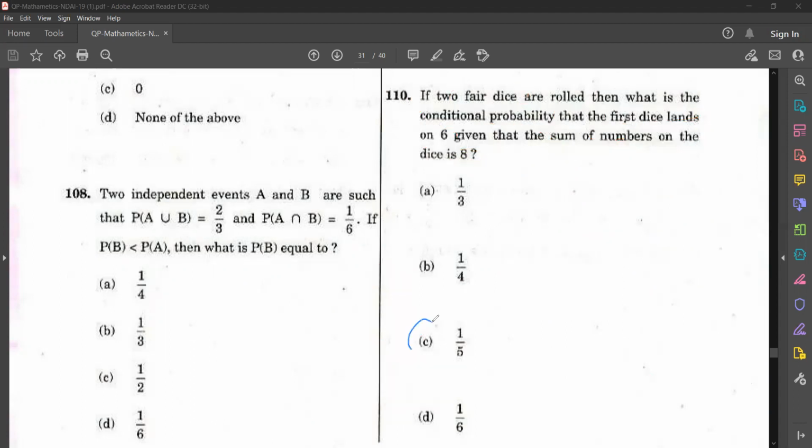So the answer is 1 by 5. Conditional probability is also a frequently asked area in the exam. It is very easy to understand. You have to understand that what comes after 'given' will be the second event, and the first event will be the one before that.